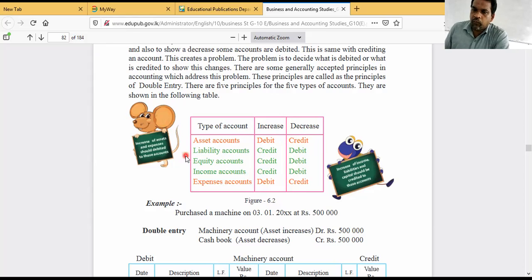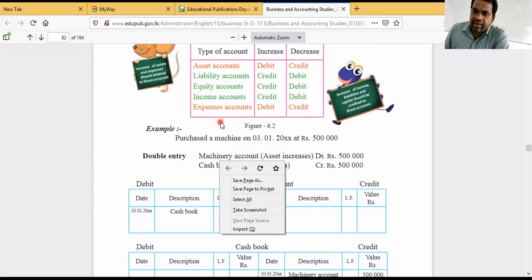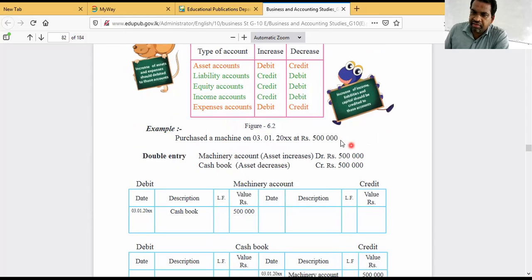Then, if you take liabilities, equity, and income accounts, they have got the same principle. When there is an increase in liability, equity, or income, we have to credit to the relevant account. When there is a decrease in liability, equity, or income account, we debit to the relevant account. Right. Then we can just discuss transactions to identify this double-entry principle.